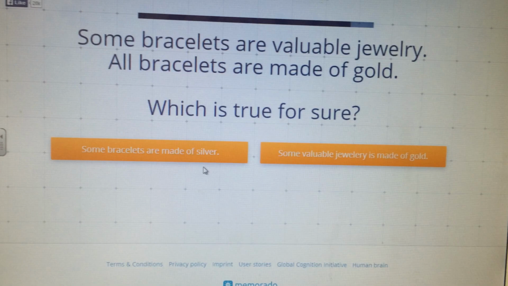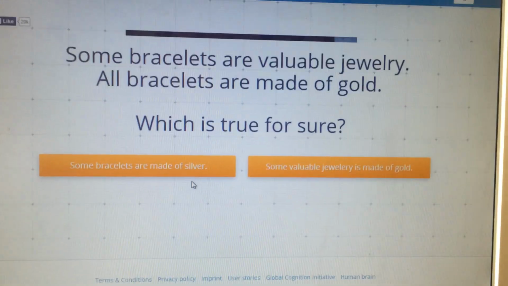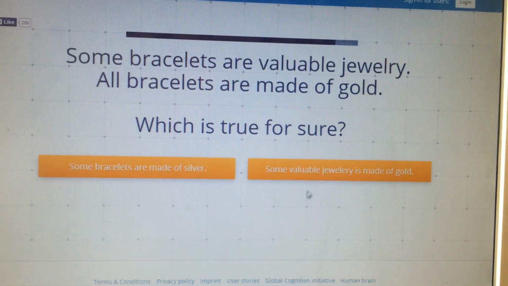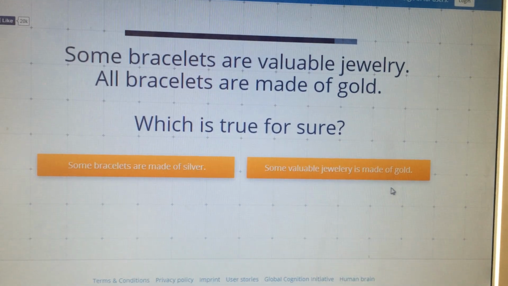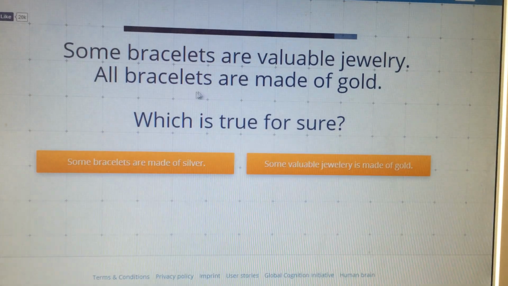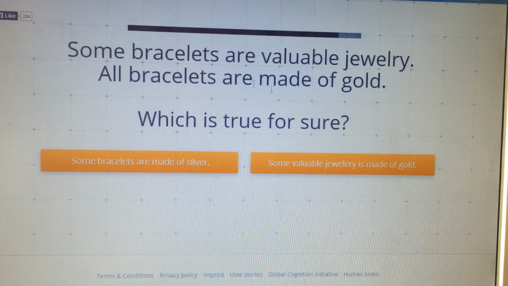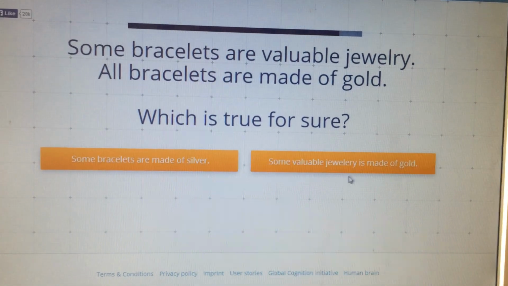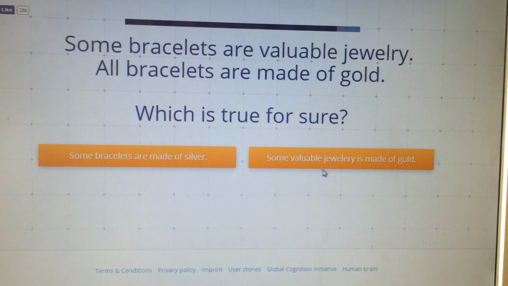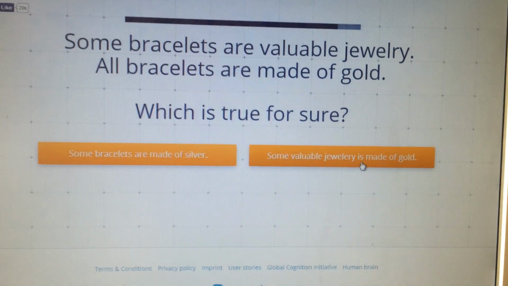Some bracelets are made of silver. That isn't mentioned whatsoever. That should be glaringly obvious, that's a red herring. Some valuable jewellery is made of gold. Well, yes. All of the bracelets are made of gold. Some of them are valuable. We therefore know some of that valuable jewellery is gold.